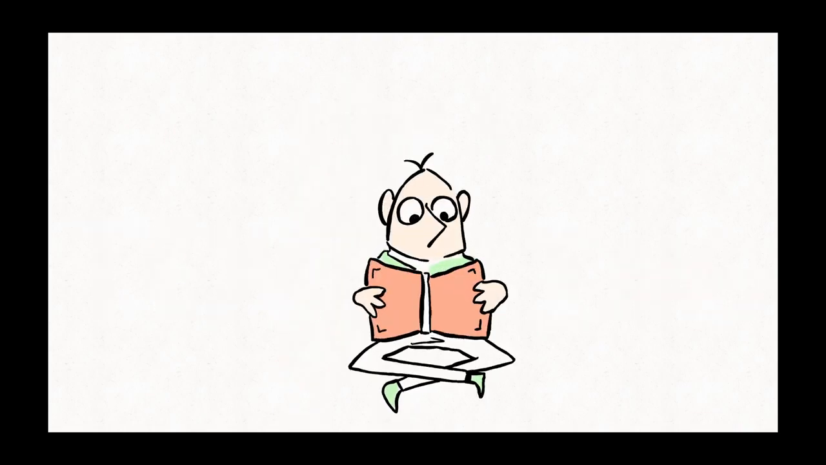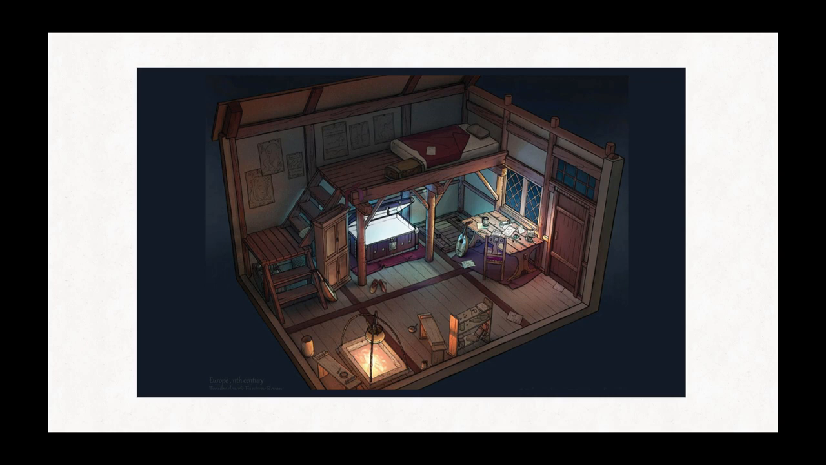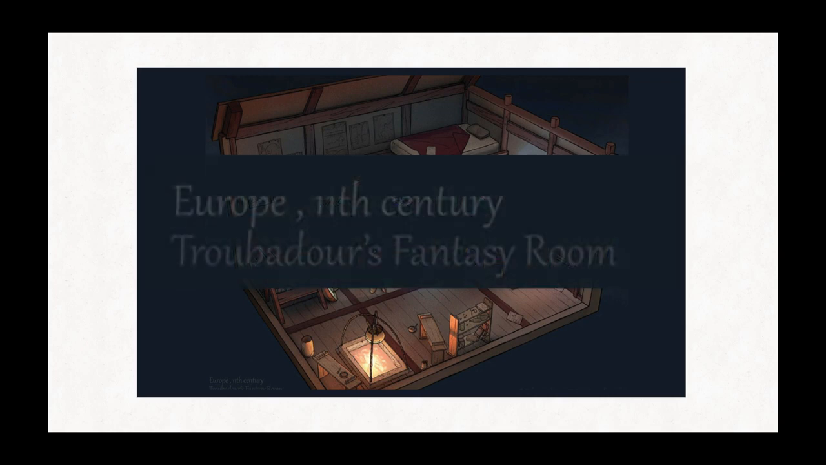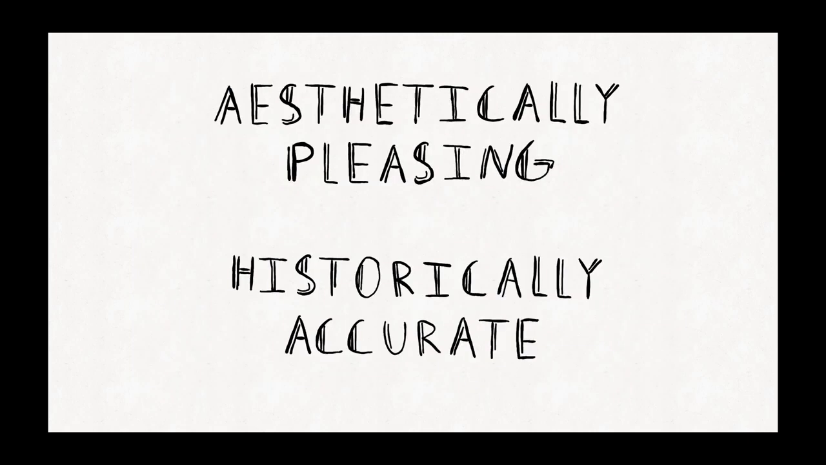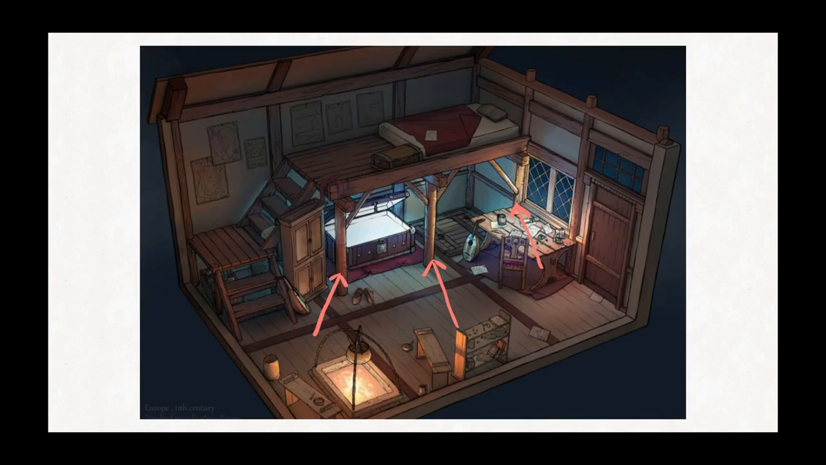This is where research comes into play. Let's get back to that reference image again. The description that our client gave us was "Europe, 11th century fantasy room." We need the textures on our model to not only be aesthetically pleasing for the client, but historically accurate as well. Look at the posts holding up the second floor.